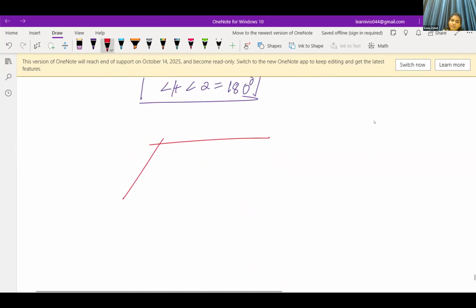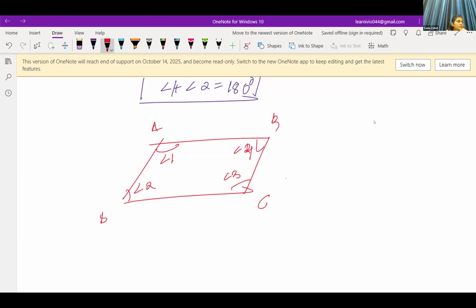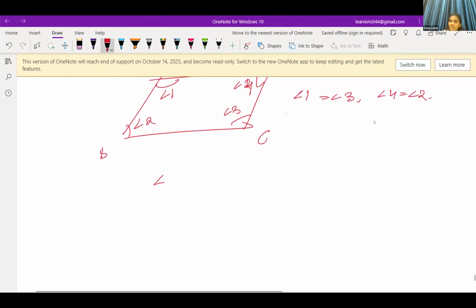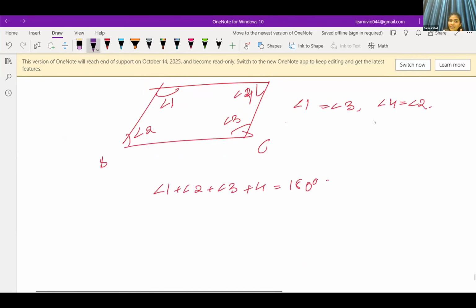So this is a quadrilateral ABCD. They're telling you angle 1 is equal to angle 3 and angle 2 is equal to angle 4. This is given. Then you applied the angle sum property: angle 1 plus angle 2 plus angle 3 plus angle 4 is 360 degrees. Initially I took this angle and this angle, so I will replace 4 and 3. 3 you will replace with 1 and 4 you will replace with 2. Right children?